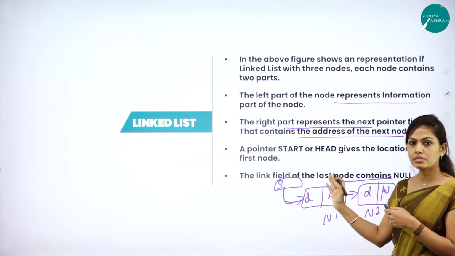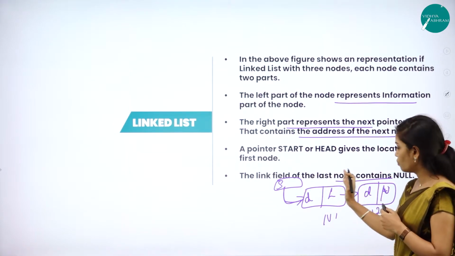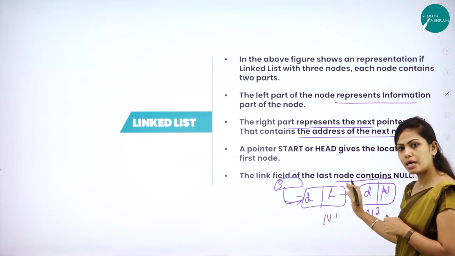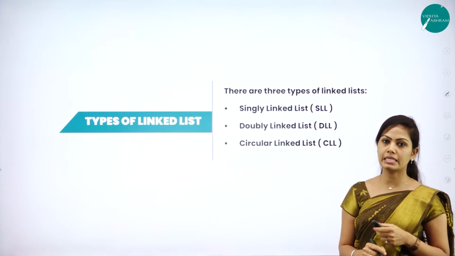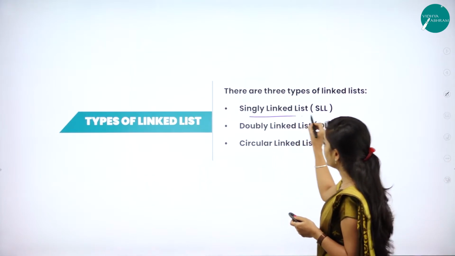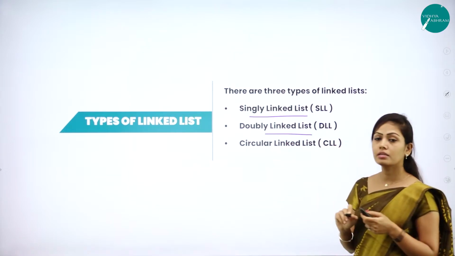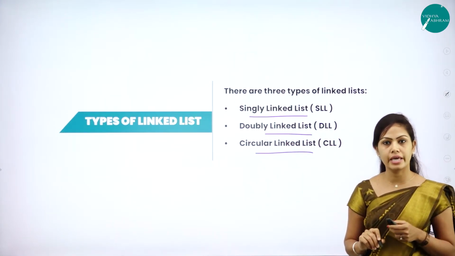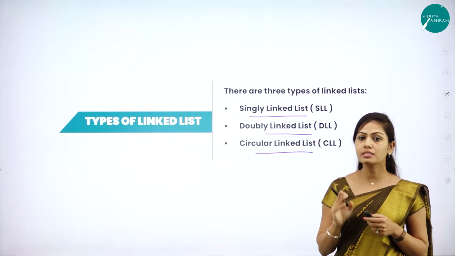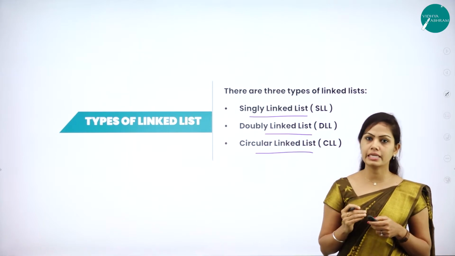A linked list consists of two parts. Every part is connected to the next node. One part is data, another part is the link part. And we have some types of linked list, that is singly linked list (SLL), doubly linked list (DLL) and circular linked list (CLL). The types of linked list are singly linked list, doubly linked list and circular linked list.